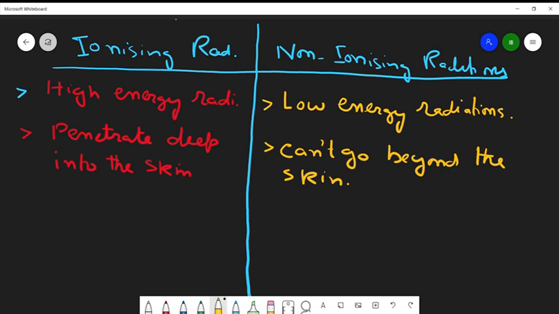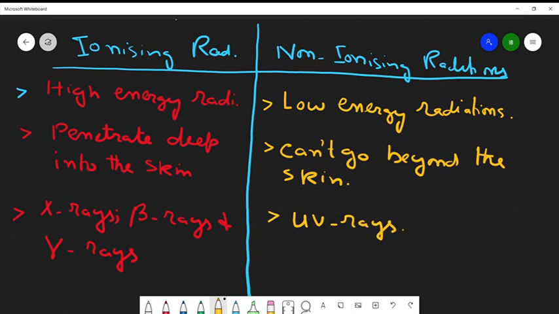The examples of ionizing radiations include, number one, X-rays. Number two, they also include the beta rays and of course the gamma rays. While examples of the non-ionizing radiation include the ultraviolet radiations.